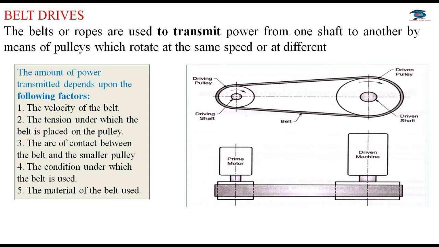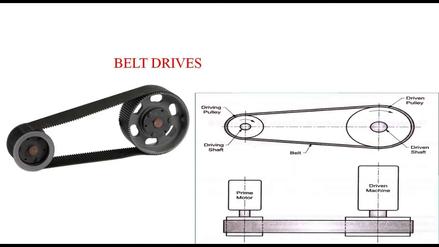The amount of power transmitted depends upon the following factors: the velocity of the belt in meters per second, belt tension which depends upon compression and expansion of the belt, contact angle or arc of contact between the belt and the smaller pulley, the conditions under which the belt is used, like temperature, pressure, etc., and finally the material of the belt used.